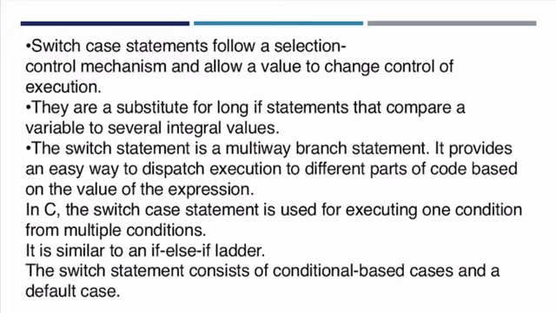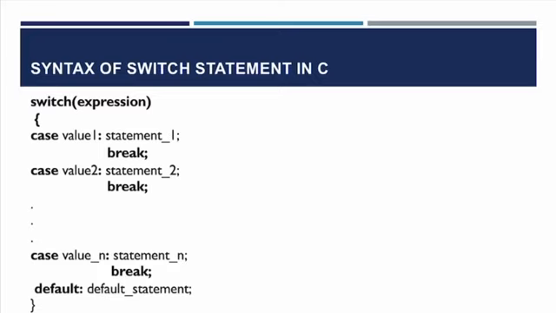In C, the switch case statement is used for executing one condition from multiple conditions. It is similar to an if-else-if ladder. The switch statement consists of conditional based cases and a default case. Now let's see the syntax of the switch statement in C. Here is the syntax of the switch statement in C programming.